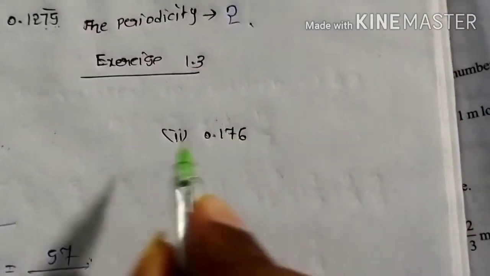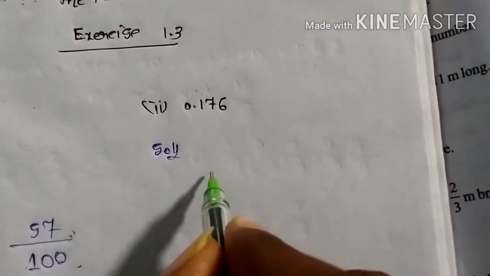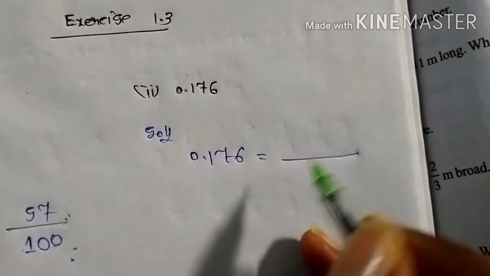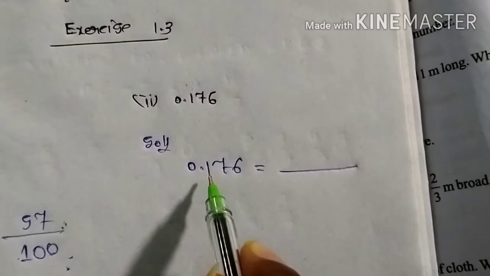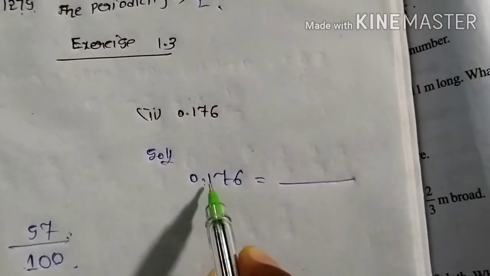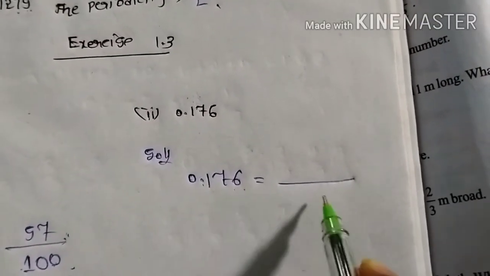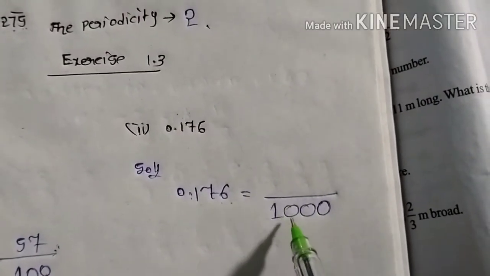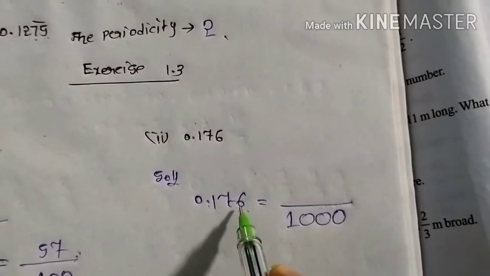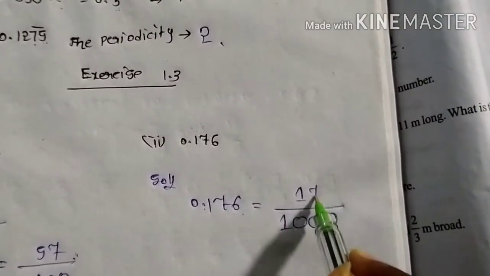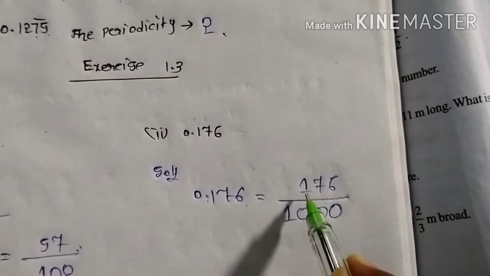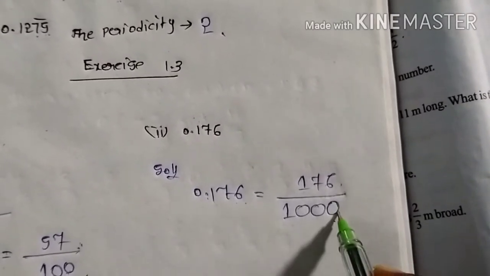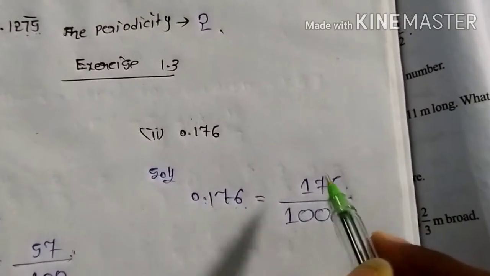Next one here, 0.176. How can you write this? 0.176 is equal to. First you write the denominator. See how many digits are available after the decimal point? 1 2 3. So you keep 3 zeros, 1 2 3 annexed by 1. That means you write 1. You write the remaining number as same, 176. Your answer is how much? 176 by 1000. But is it in simplified form? Not simplified form. So if it is possible you can simplify it.